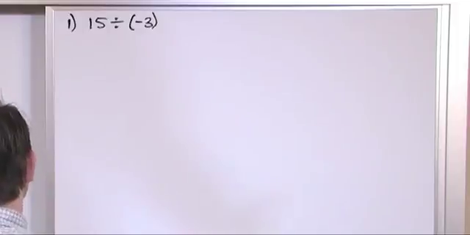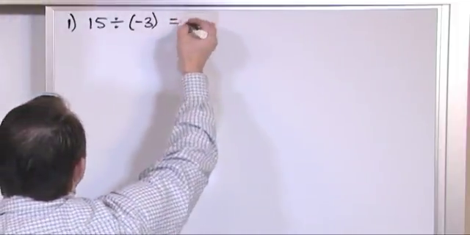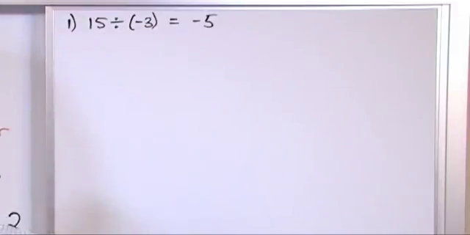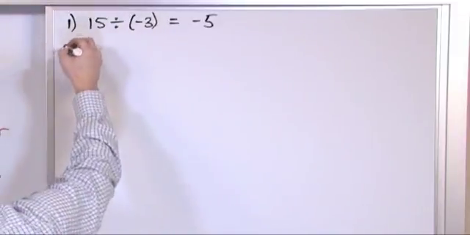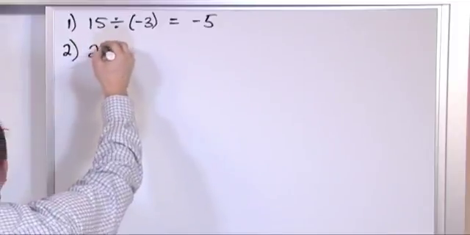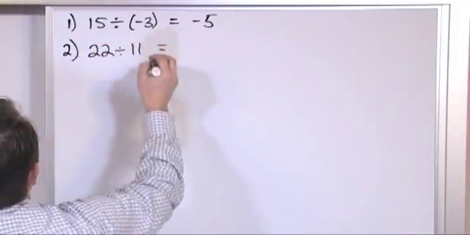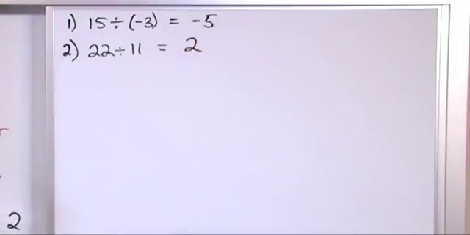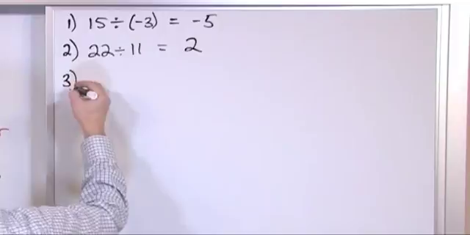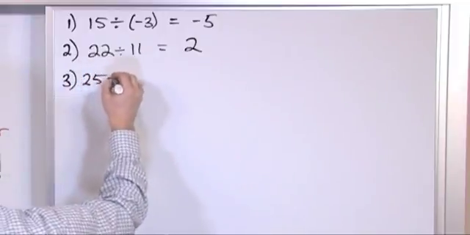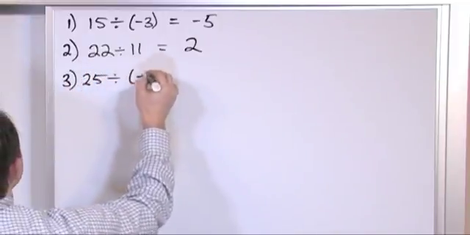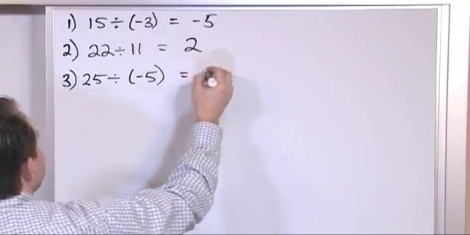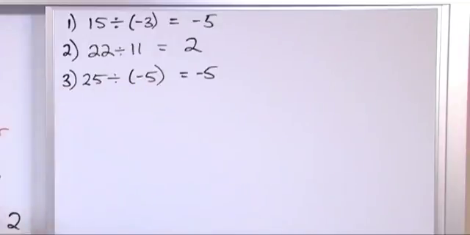Well, the signs are different, so we're going to have a negative answer. It's going to be negative 5 because 15 divided by 3 is 5, and the answer is negative because the signs are different. What if you had 22 divided by 11? Well, both of these are positive, so the answer is positive 2. What if we had 25 divided by negative 5? Well, what we'll do there is divide, so we'll get the answer of 5, but the answer is going to be negative because these signs are different.